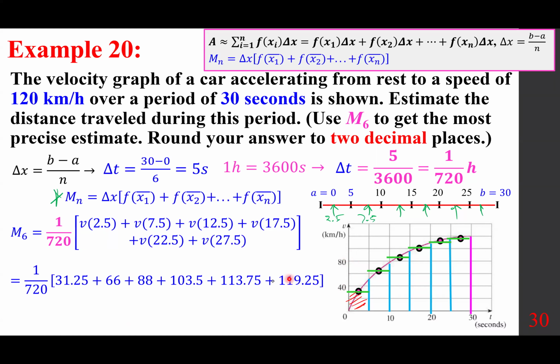And you add them up, divide by 720, you get 0.725. And now, because this is in hours, this cancels this one, and the units will be in kilometers. So for the first 30 seconds, it covers how much? 0.725 kilometers.